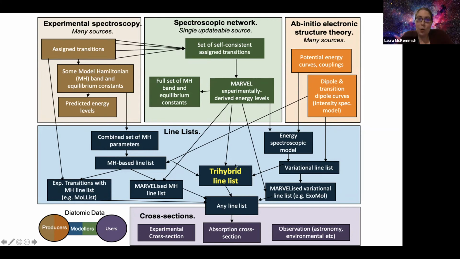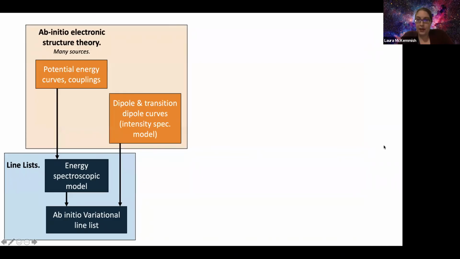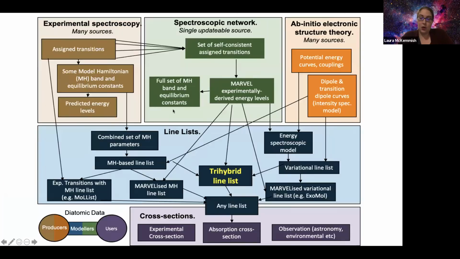We need all bits of this data to get the best form of data, which I'm going to argue to you today is a tri-hybrid line list that uses experimentally derived energy levels, variational line lists like ExoMol, and model Hamiltonian or traditional line lists like Computational Molecular Science, and combines them all together to give a tri-hybrid line list. That's the argument today.